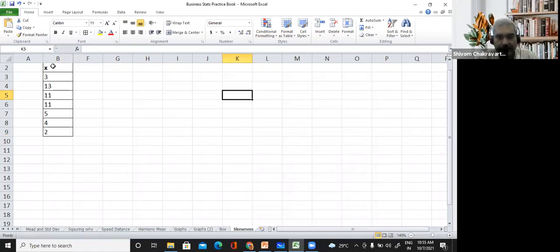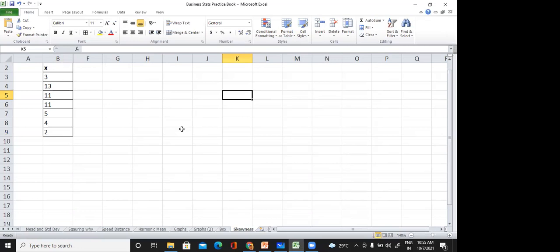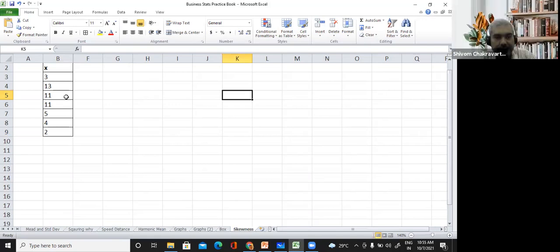So this is the data set. I hope you can see the screen. Yes, sir. So this is the data set: 3, 13, 11, 11, 5, 4, 4. You have to find the skewness of this data set. So what should we do? Actually, we can use all the formulae because the raw, ungrouped data is given, so we can use all the formulae we have studied.